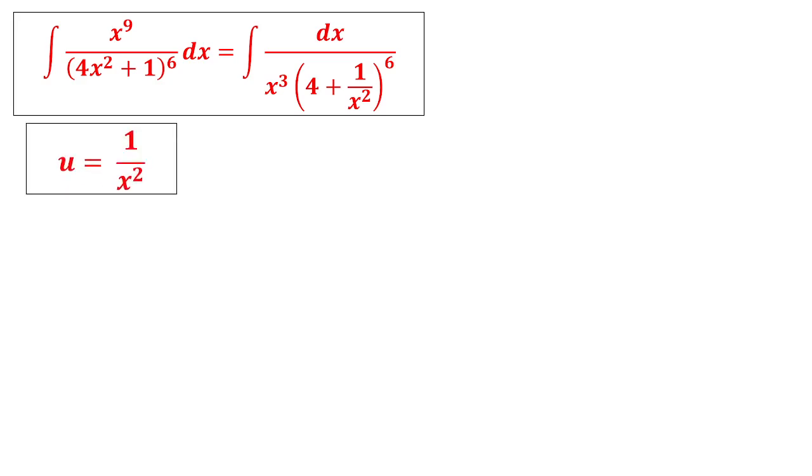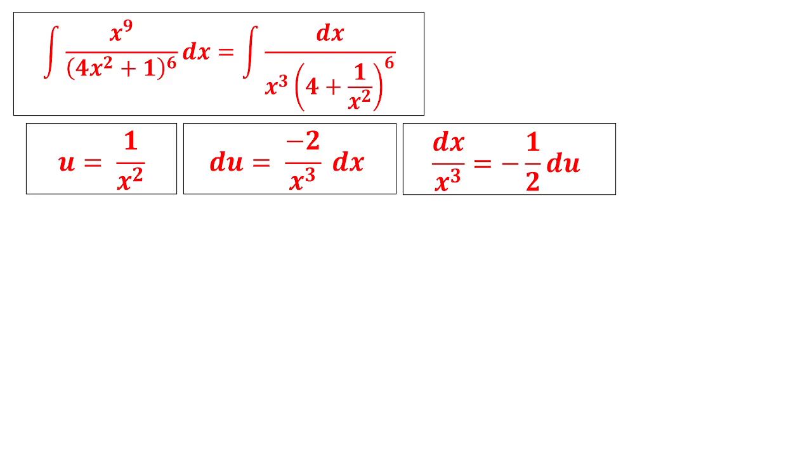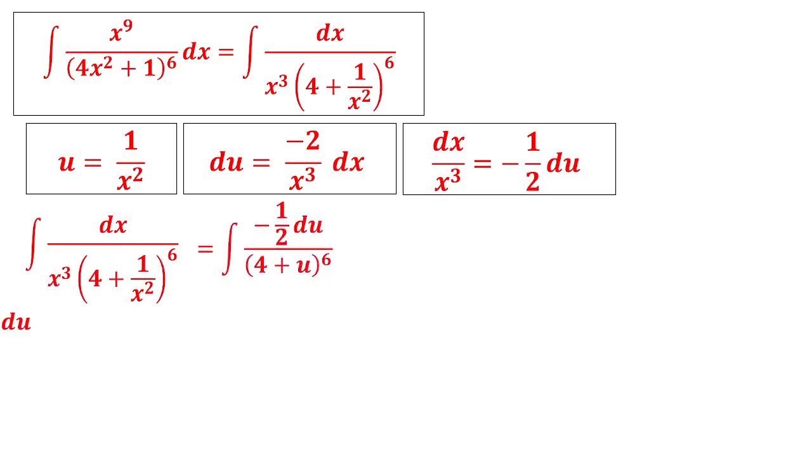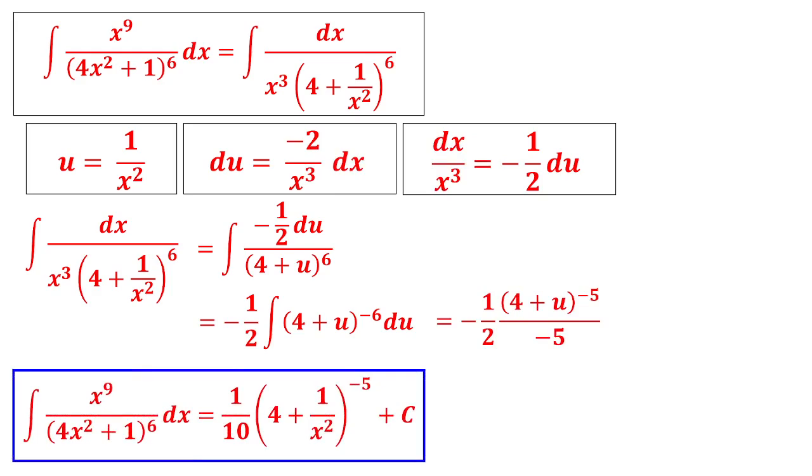We can visualize it as 1 by x cube is nothing but derivative of 1 by x square. Actually, 1 by x square derivative is minus 2 upon x cube, but there is 1 by x cube there. But I am doing substitution now. I am getting dx by x cube term. I can replace it by minus 1 by 2 du. I am substituting now. I am getting 4 plus u whole power minus 6, which is nothing but 1 by 10. If you do the resubstitution, 4 plus 1 by x square whole power minus 5 plus c.